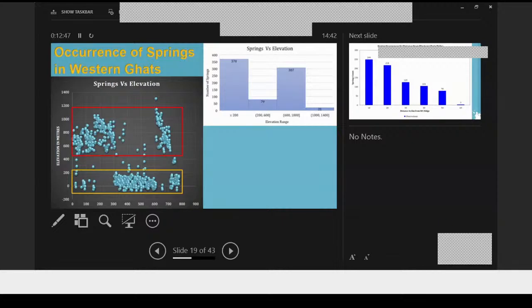So here, as you can see, a cluster of springs occurs at less than 200 elevation. This is on lateritic terrain, on the coastal belt, on the eastern side and the western side. Whereas in a basaltic terrain on the higher reaches of the Western Ghats, this is how the spring occurrences are seen.